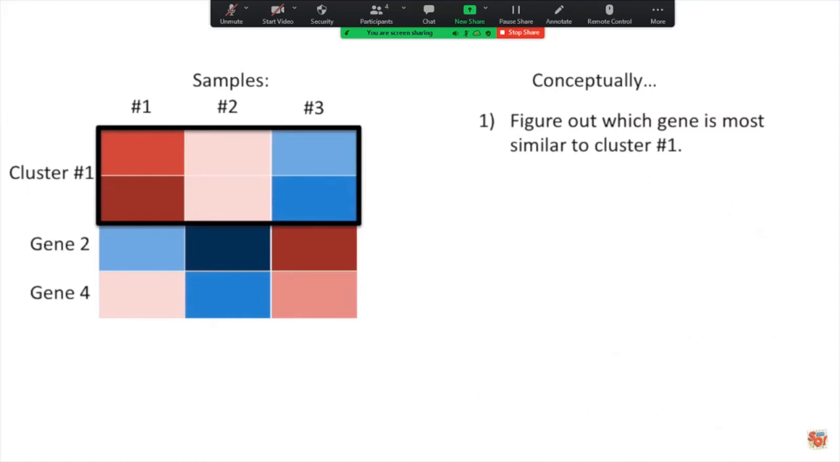And then we do the same thing for gene number 4. Of the different combinations, figure out which two genes are the most similar. Now merge them into a cluster. In this case, genes 2 and 4 are the most similar combination. So we've merged them into a cluster. Now we go back to step 1. However, since all we have left are two clusters, we merge them. Bam! We're all done.